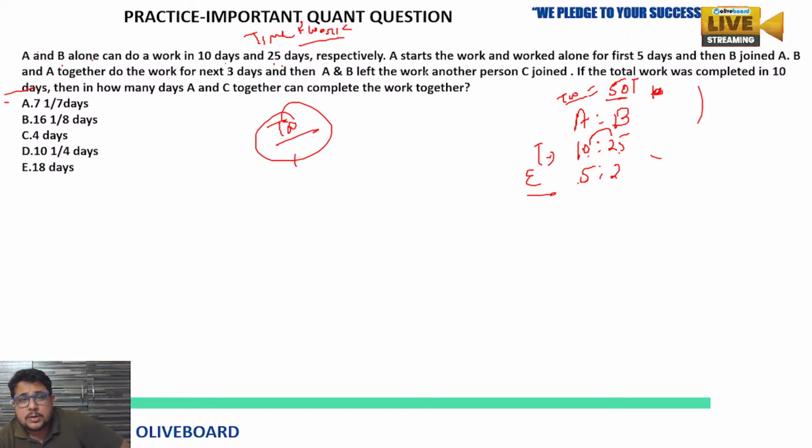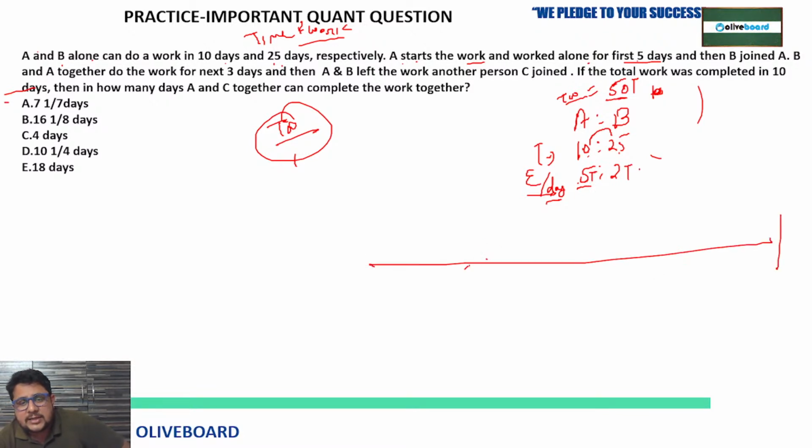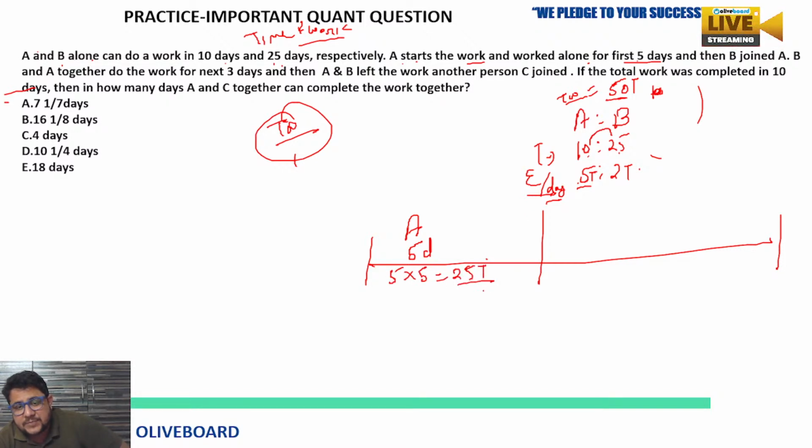So A starts the work and worked alone for 5 days. So what are they saying? You have to understand efficiency is per day work. So A is taking 5 cups of tea per day, B is taking 2 cups of tea per day. At the start, who starts the work? A, and he worked for 5 days. So in 5 days, per day 5 cups of tea, so total he is going to have 25 cups of tea out of the 50 cups of tea. So how much is left now? Remaining work, that is 25 cups of tea.